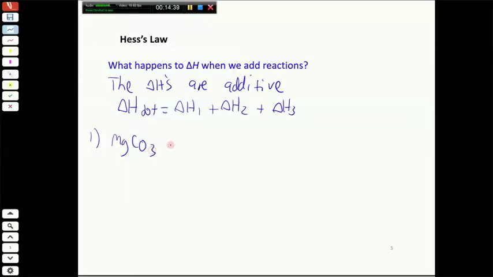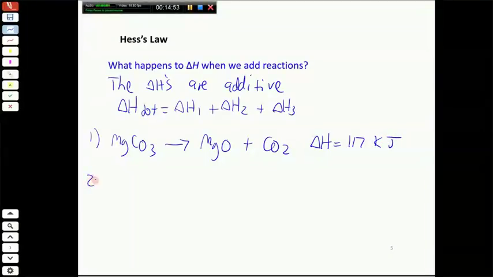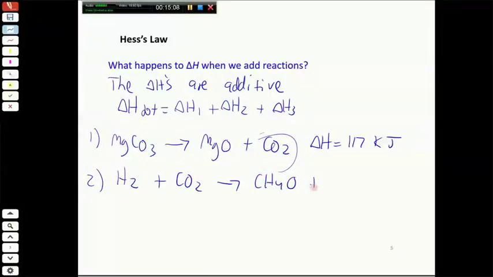So let's take that one that we just did, magnesium carbonate going to magnesium oxide plus CO2. And we saw that delta H is 117 kilojoules for this. And then let's say we want to combine this with a second equation where the CO2 that we form, we're going to hydrogenate it to form methanol. So 3 H2 plus CO2 going to CH4O and water. You need to put a 3 there to balance it. Delta H for this is minus 131 kilojoules.